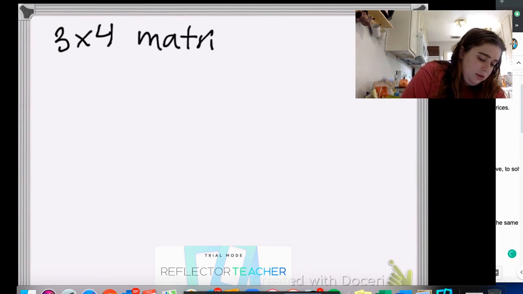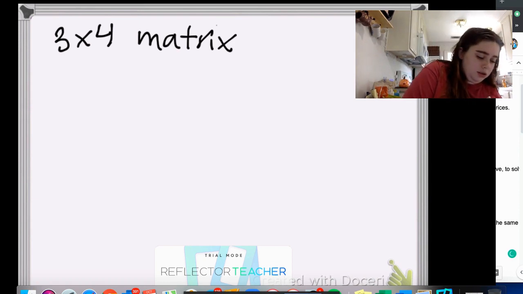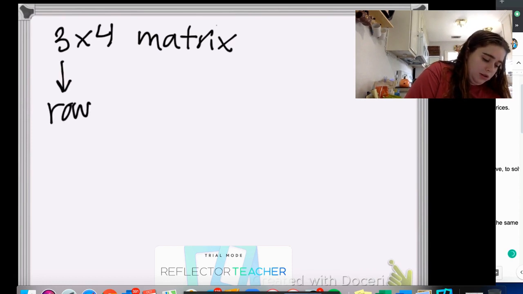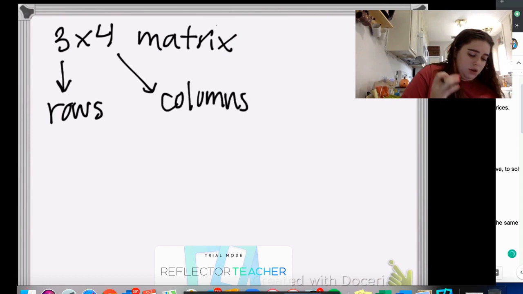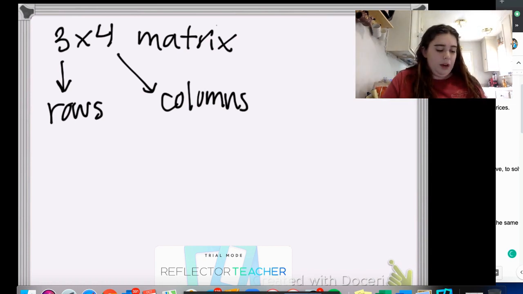Let's think about what those numbers mean, right? What does the 3 mean? What does the 4 mean? This 3 is how many rows we're going to have in that matrix, and the 4 is how many columns we're going to have. So how many rows and how many columns are we going to have? We're going to have 3 rows and 4 columns, okay?